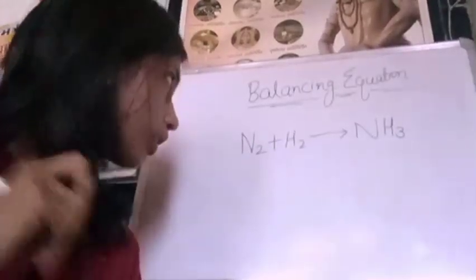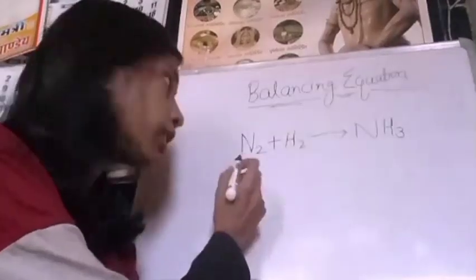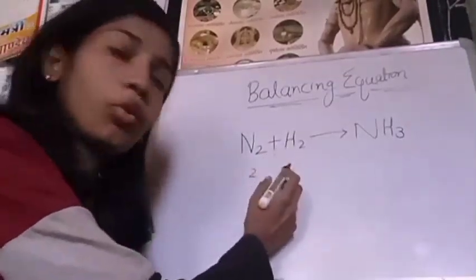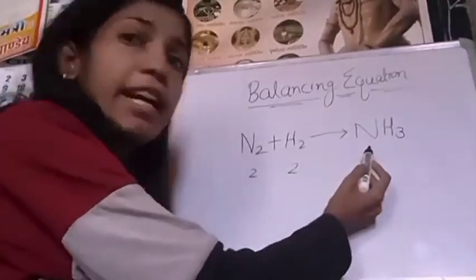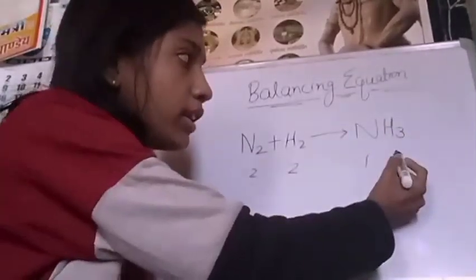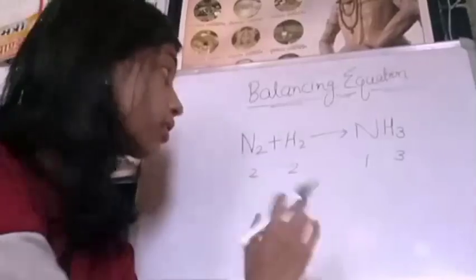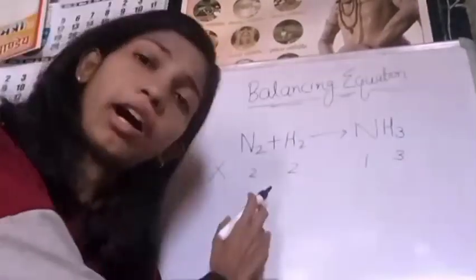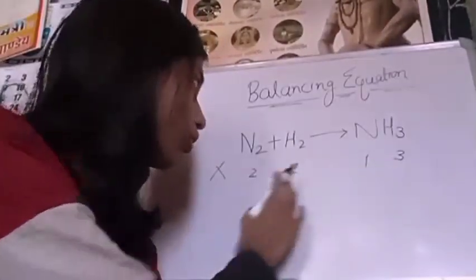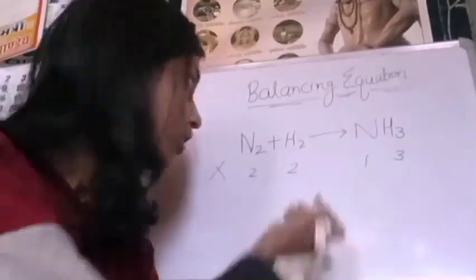Then see, here is nitrogen 2 items, hydrogen 2 items, nitrogen 1 item, and hydrogen 3 items. So this equation is not a balanced equation. So how do you balance this equation? When both sides' items are equal, this equation is balanced.